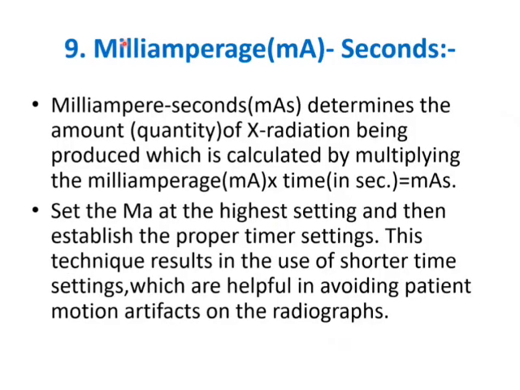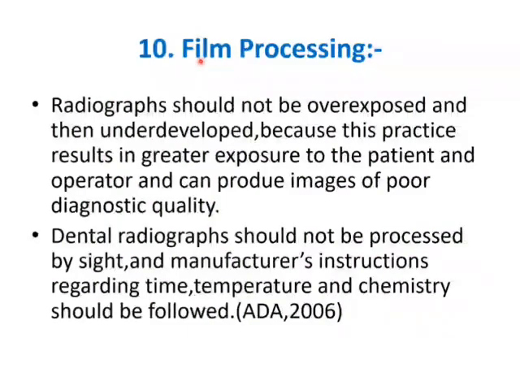Next is milliamperage-seconds. Milliamperage-seconds determines the amount of X-ray radiation being produced, which is calculated by multiplying mA with time. So set the mA at the highest setting and then establish the proper time setting. This technique results in the proper use of shorter time settings, which are helpful in avoiding patient motion artifact on radiographs. So now we'll see about film processing.